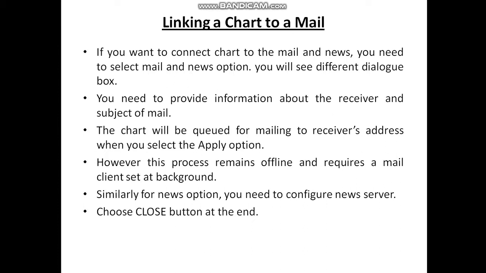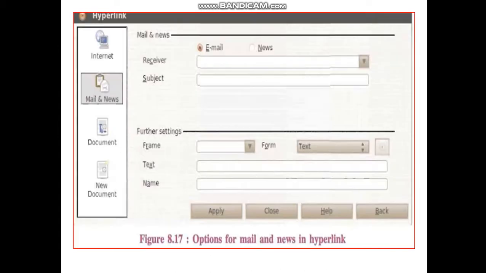Similarly, for the news option, you need to configure the news server and choose the close button at the end. Now, when you click on mail and news, enter the receiver and subject, where the receiver is the mail ID of the receiver. So click on that or type the receiver's ID and subject, and then apply.